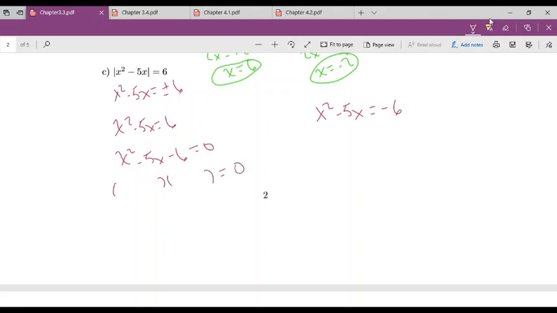Let's see if we can do it. Sorry, not FOIL it, but factor it. Let's try to factor it. We get an x and an x. Need two numbers that multiply to negative 6 and add to negative 5. How about minus 6 plus 1?